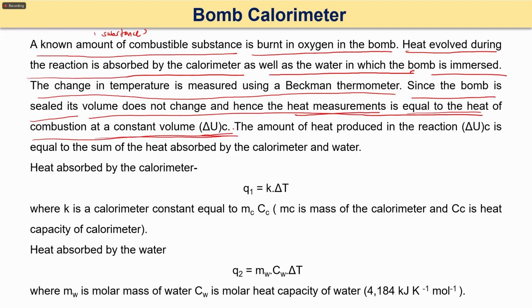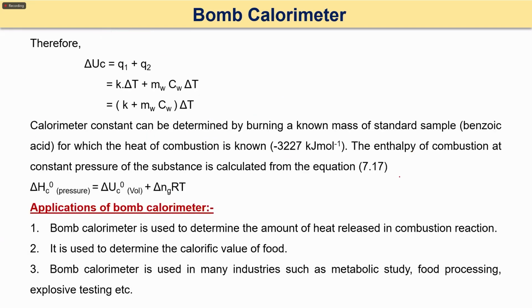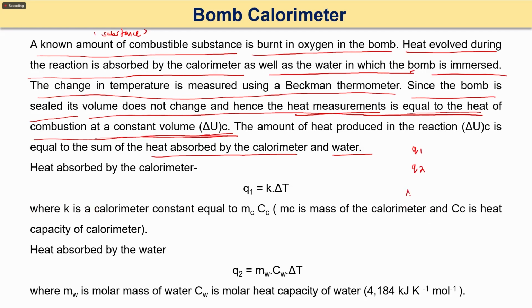which is nothing but your delta U. So the amount of heat produced in the reaction is equal to the sum of the heat absorbed by your calorimeter and the heat absorbed by the water. If we take the heat absorbed by the calorimeter as Q1 and the heat absorbed by your water as Q2, then your delta U will be equal to Q1 plus Q2. Q1 is the heat absorbed by the calorimeter and Q2 is the heat absorbed by water.